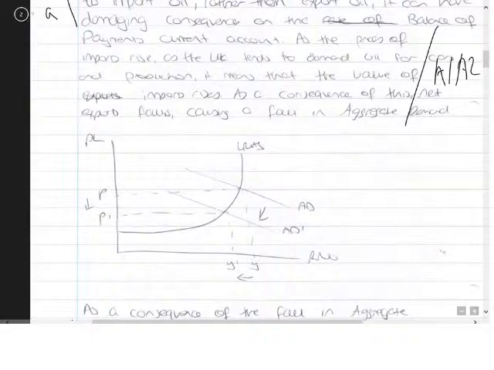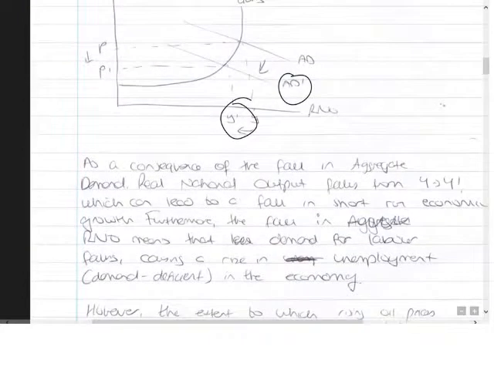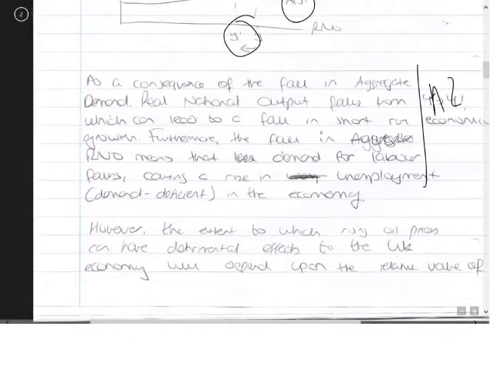The graph itself shows the fall in aggregate demand. Then we've got a bit more here, consequence of the fall in aggregate demand, fall in real national output, fall in short-run economic growth, and also a rise in unemployment. So very good analysis of one potential negative of that.